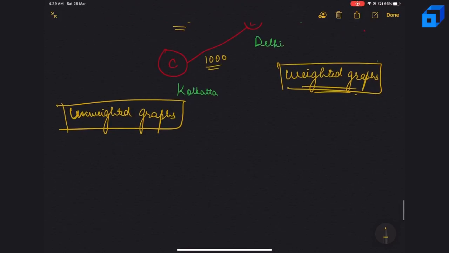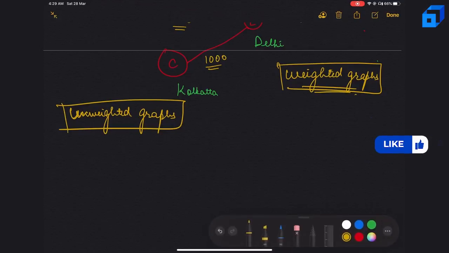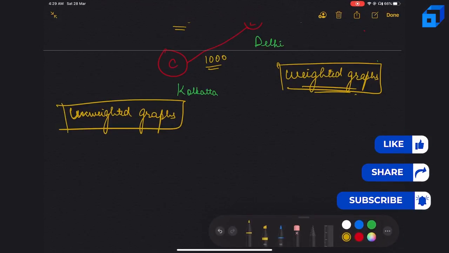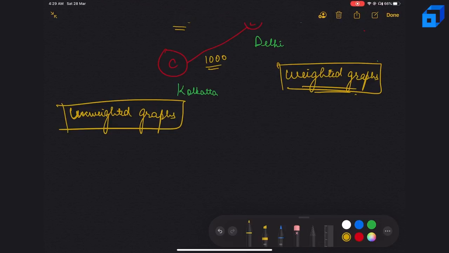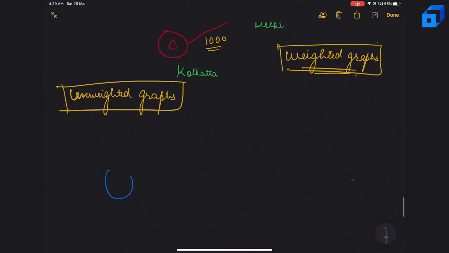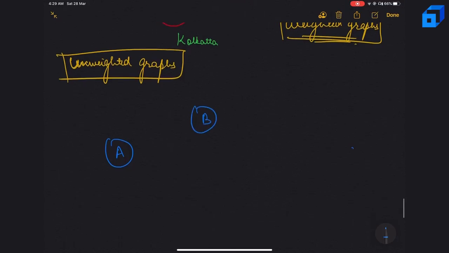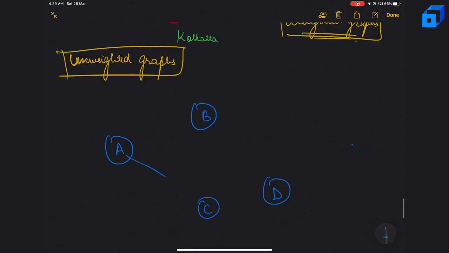Let us say we decide to write weights on the Facebook graph to represent the closeness of friendship between two people. Suppose our modified Facebook graph is A, B, C, and D. Let us say A and C are friends, A and B are friends, B and C are friends, and B and D are friends. Till this time, this particular graph is an unweighted graph.